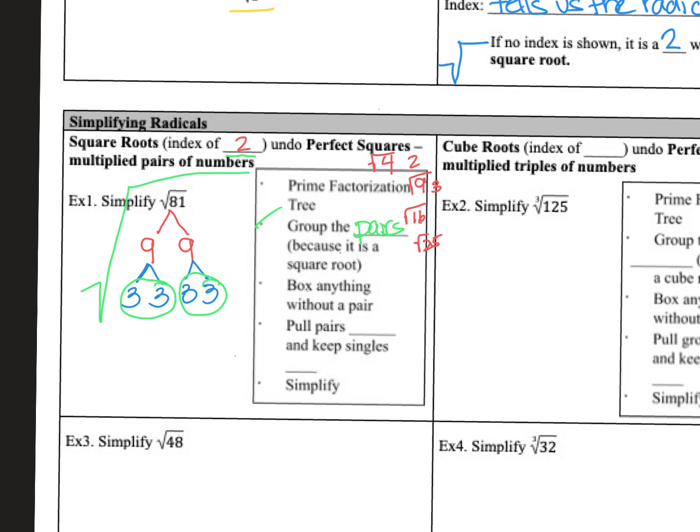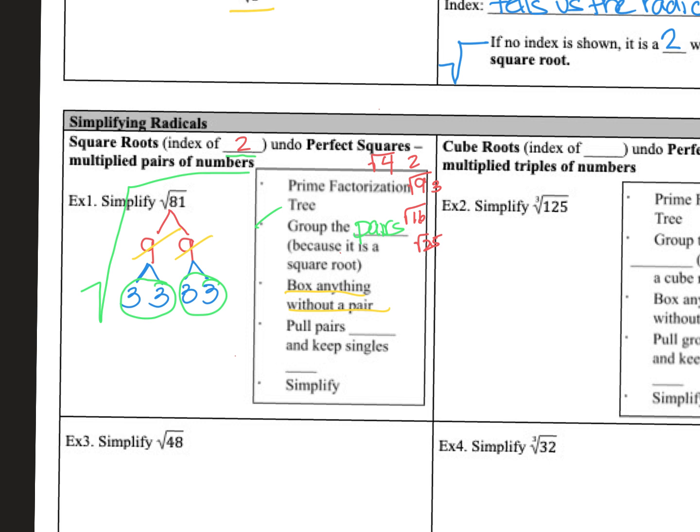So my third step here is I want to box anything without a pair. Well, my 9 I already broke down to 3 and 3, and I got 2 pairs. This 9 I broke down to another 3, 3. I got another pair. So everything that's still left in the radicand is all paired up.